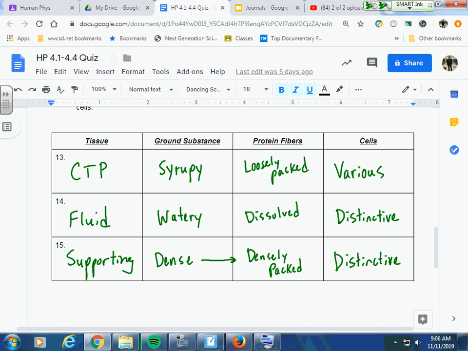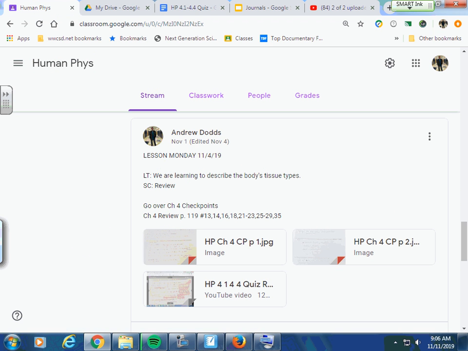So what are we adding new? Well, if you scroll through my Google Classroom and look back to lesson Monday 11.4, what we did was we went over the checkpoints. And I showed you some pictures for the first half. And then there were a few more that I said we're not going to worry about yet because those are not on this quiz. Well, they're on this one. So let's take a look.